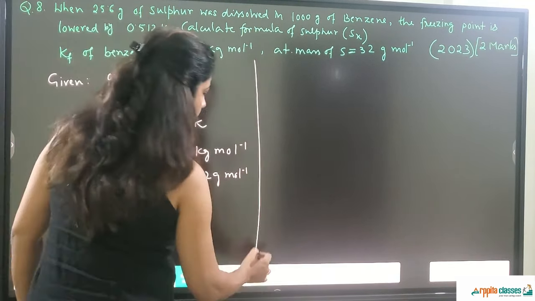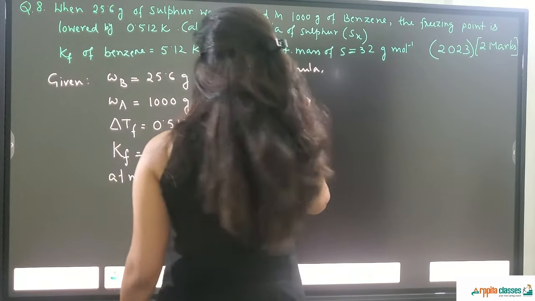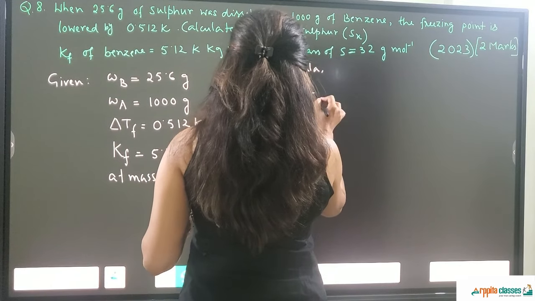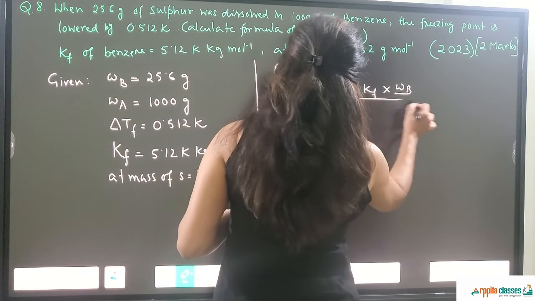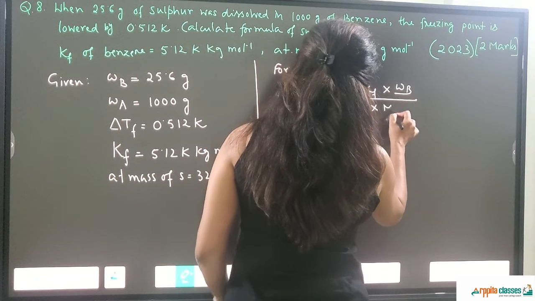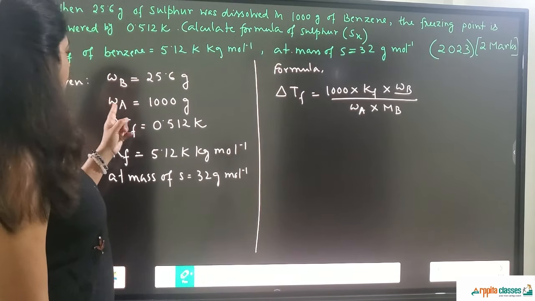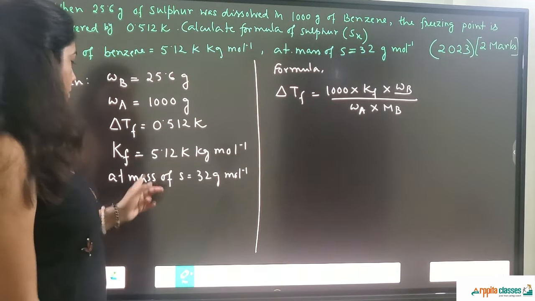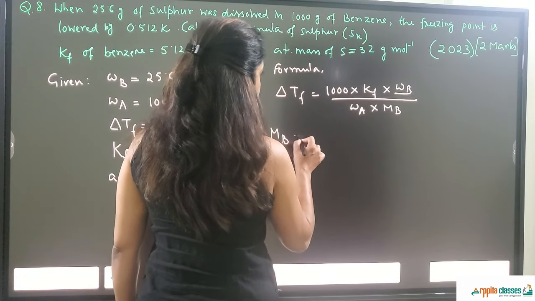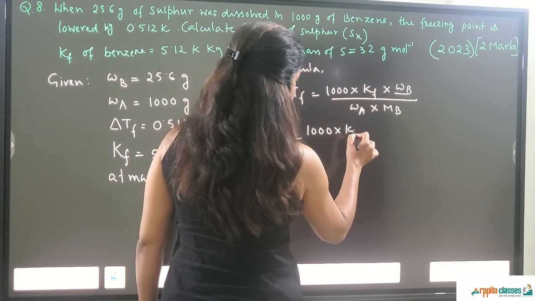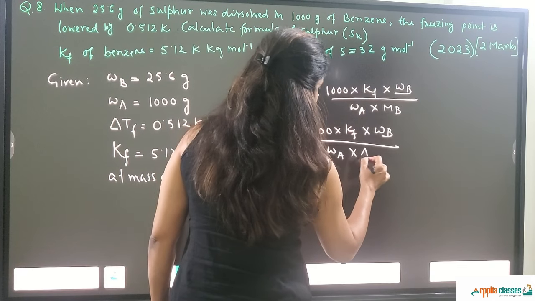So we'll use the formula first. Here the formula would be delta Tf is equal to 1000 into Kf into Wb divided by Wa into Mb. Here we can see delta Tf is given, Wb is given, Wa is given, and Kf is also given. So from this formula, we'll find out the value of Mb first. So Mb will be 1000 into Kf into Wb divided by Wa into delta Tf.